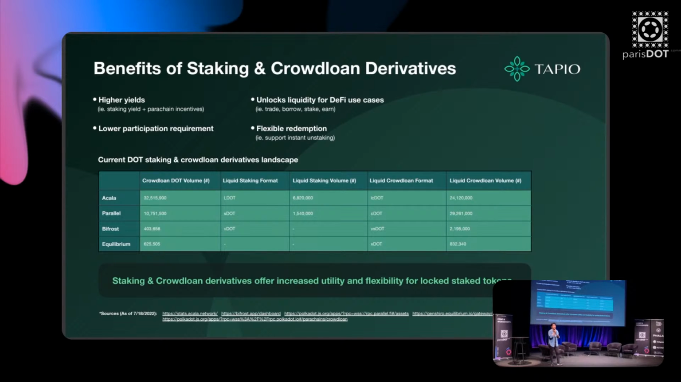DeFi in specific. What that means is if you are contributing your DOT via the native Polkadot.js staking service or crowd loan, your DOT is locked and you can't really use it. That's one of the reasons why these parachain teams have introduced liquid staking and liquid crowd loan solutions, so that holders have the flexibility to actually use those assets. Once you have this flexible format, you could trade them, you could borrow against them, you could stake to earn further yields.